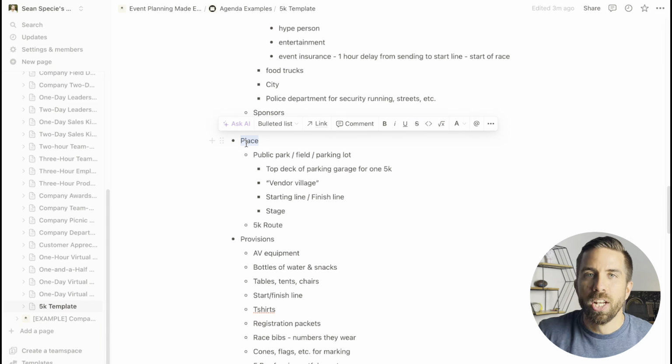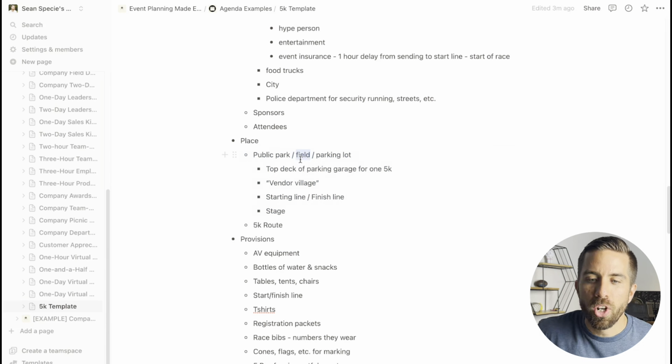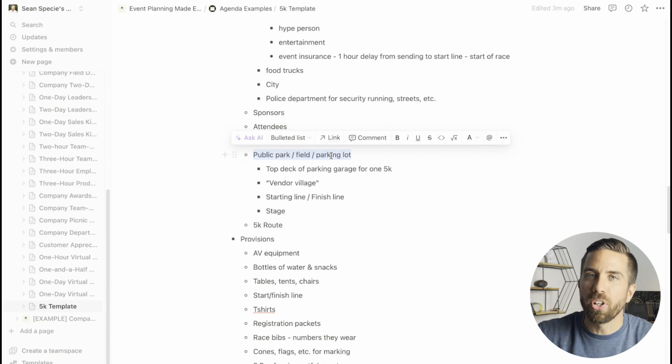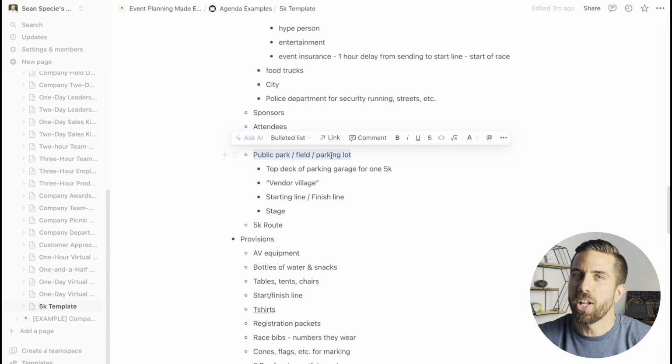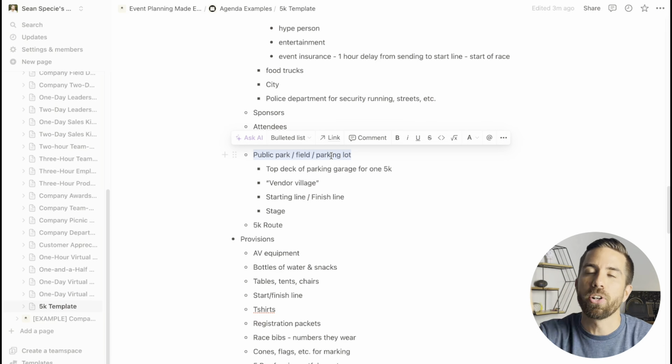The fourth thing that you need to be thinking about, the fourth P in event planning, is the place. So for a 5K, I recommend either going to a public park, going to a field, or going to a parking lot. I've done this on the top deck of a parking garage before, where this is where Vendor Village was, and this is where the start finish line was. Put them fairly close together so it's not a long commute, so that people at start finish line can hear you in Vendor Village, so that people in Vendor Village can hear you at the start finish line. I recommend that as well.